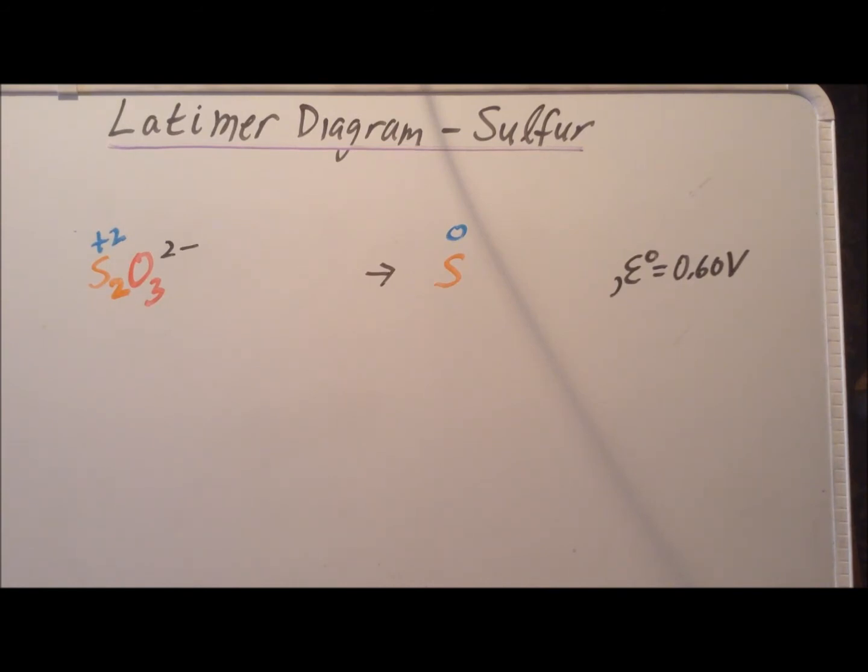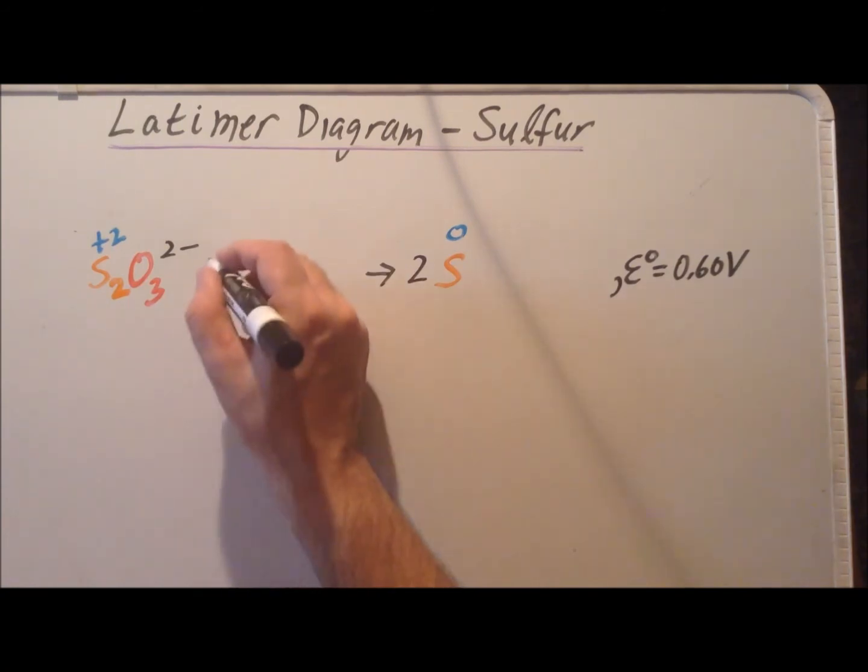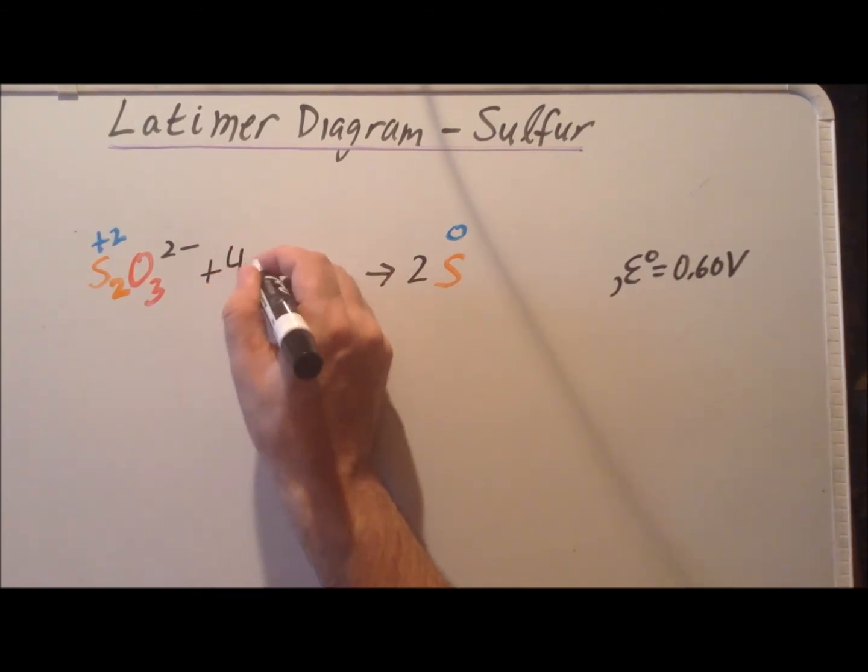But we have to remember that we have not just 1, but we have 2 sulfur atoms. So first, let's balance the number of sulfur atoms we have, because we need to do that in any case. And then we realize that we need 2 electrons for each sulfur atom, so we're going to need a total of 4 electrons to reduce the sulfur in thiosulfate to elemental sulfur. So we put in our 4 electrons here.